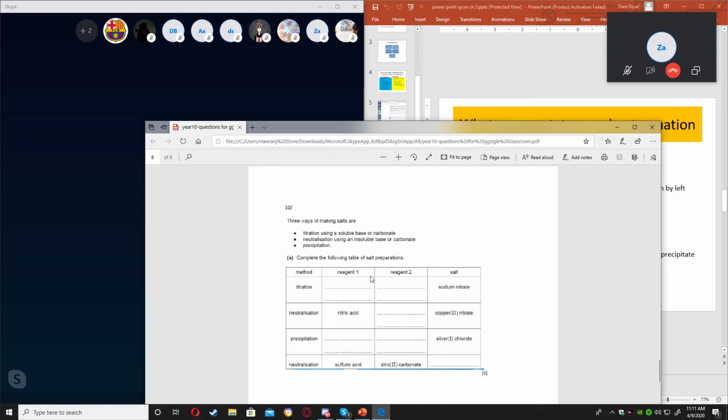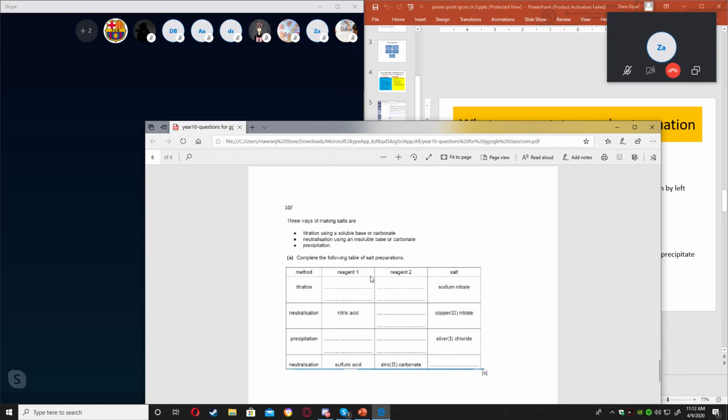To show the end point: when the color changes by adding the base to the acid, at that point we call it the end point. Okay? And the indicators help to show the color change. So we have the end point and the indicator.